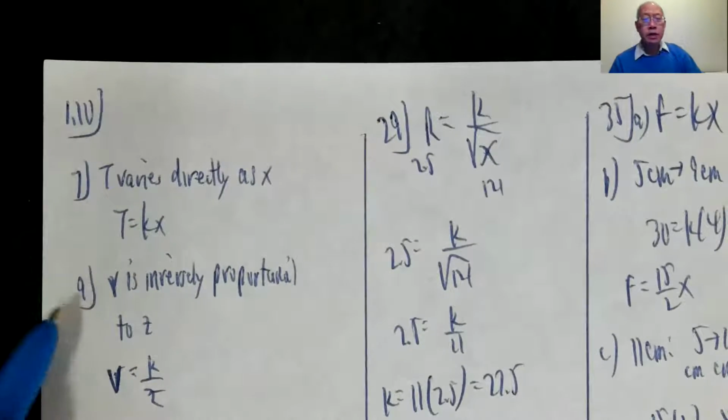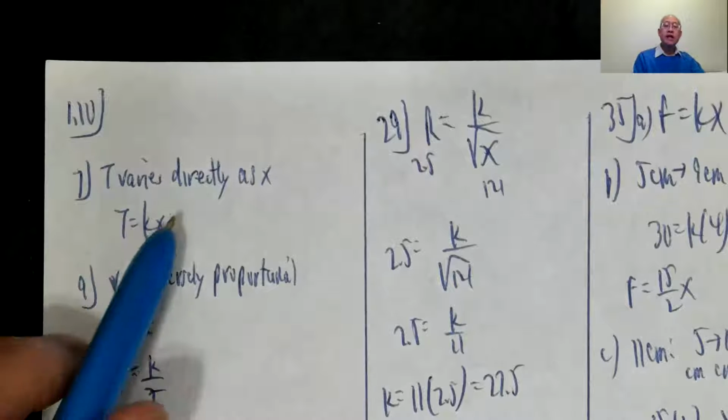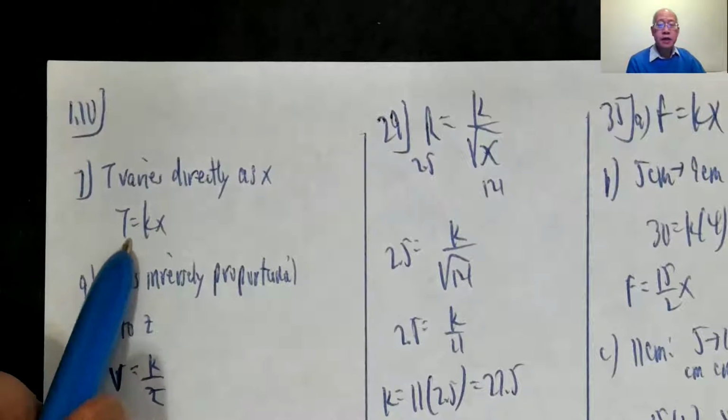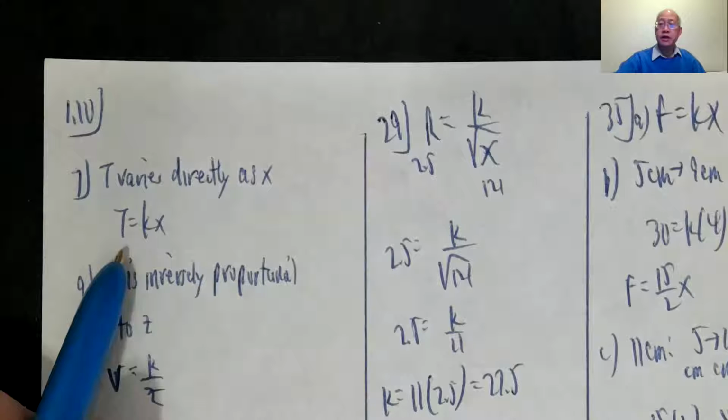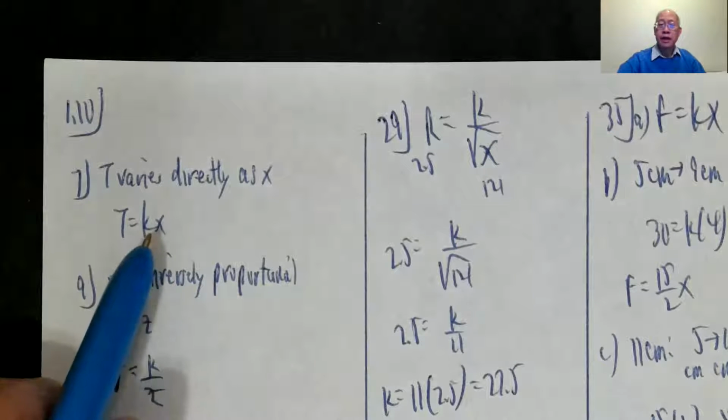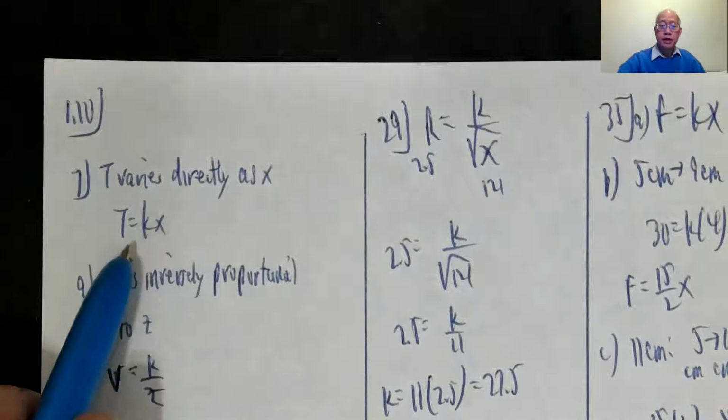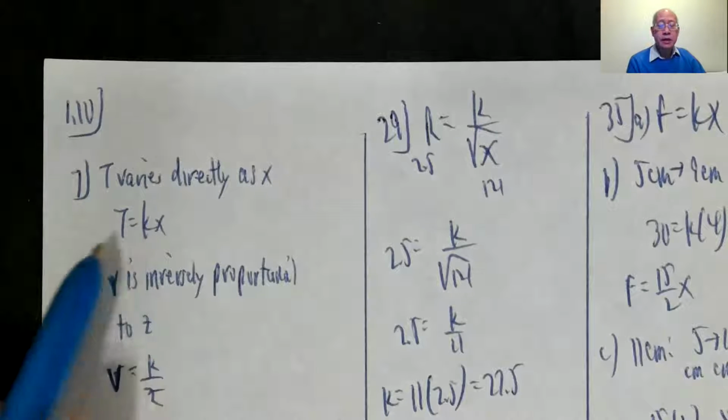Okay, direct variation. Number 7, t varies directly as x. That's just t equals kx. We're always going to have a k in all these problems. That's a proportionality constant. So t and x aren't equal, but they're related. There's always a k there, kx.